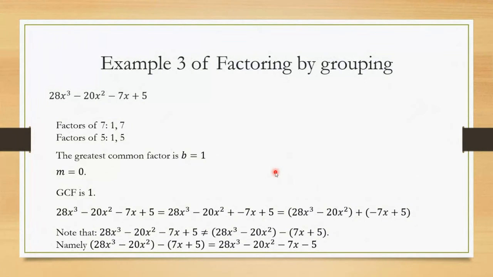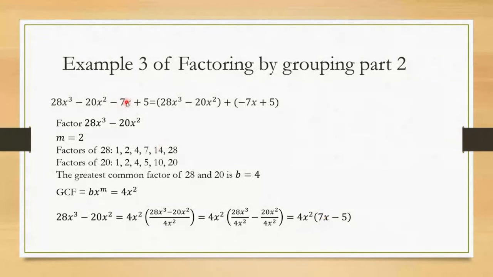Okay. So from here, this is our polynomial. We must factor each group here separately. So let's do the first one. Right away, you can see the smallest exponent of x is 2. So m is 2, right? We're factoring out the GCF. We have to find it first.